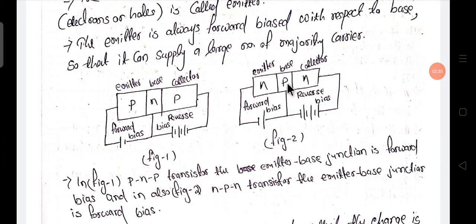Similarly in NPN, the N emitter is connected to the negative, and the P base is connected to the positive. That junction is forward biased, and this other one is reverse biased. This is the collector side.